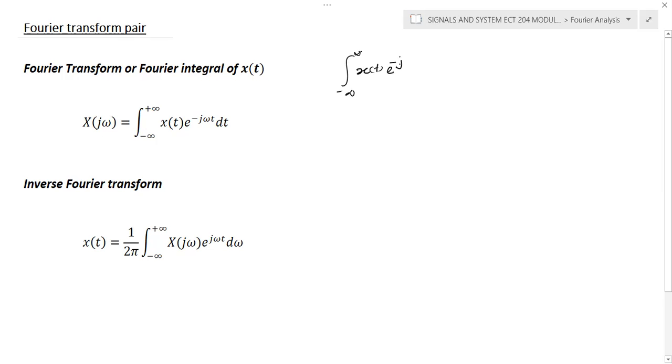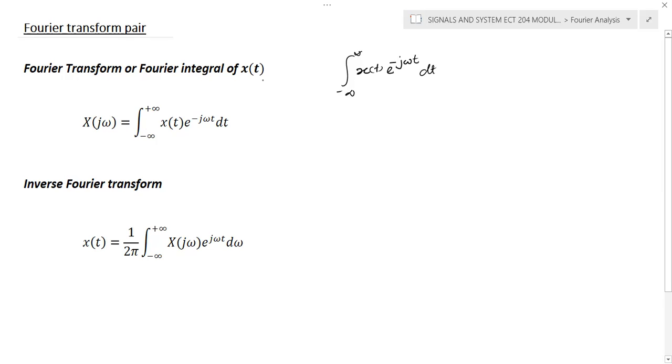Here j indicates the imaginary unit. Sometimes in mathematics textbooks they will use i, but mostly in electronics textbooks they will use j, because we use i for the current indication, so that's why we use another letter j. So e raised to minus j omega t, and here the integration variable is t, so we write dt.